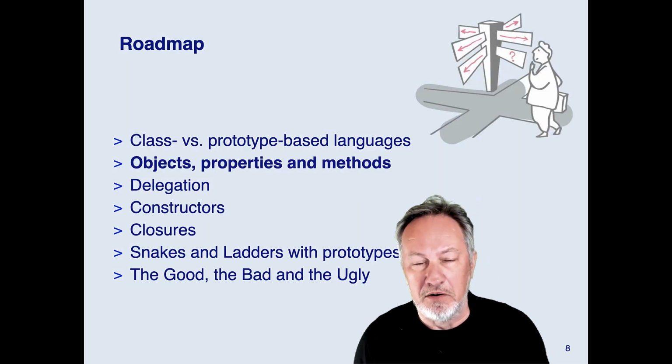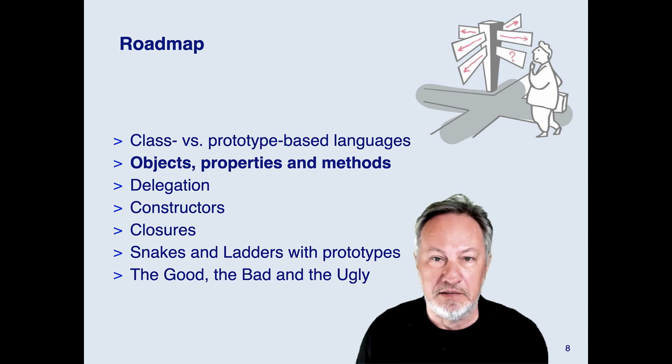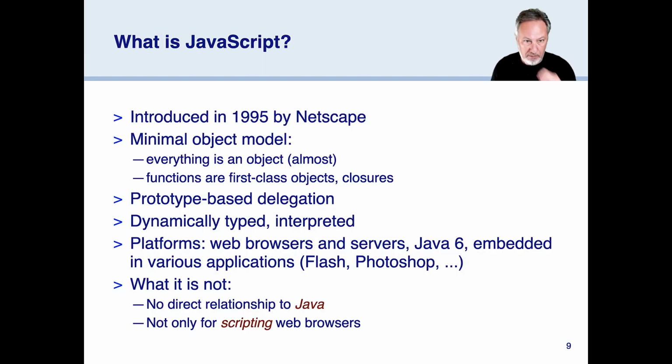Let's have a look in particular at how JavaScript is designed and how it works. So JavaScript was introduced in 1995 by Netscape. It has a very simple object model, so pretty much everything is an object. Functions as well are first-class objects, as are closures. We'll see exactly how that works shortly. The model of sharing is based on prototype-based delegation, so there are no classes in JavaScript, although as we'll see, there is a mechanism that allows us to simulate classes in JavaScript.